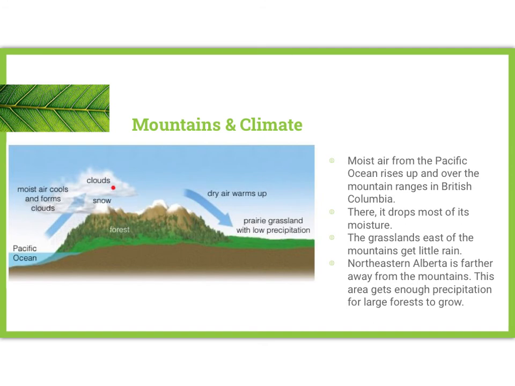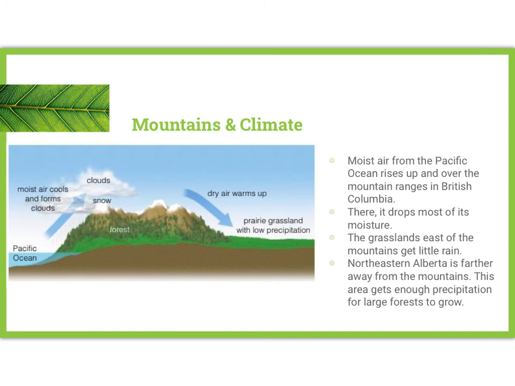Therefore, when these clouds come over the mountains and back into Alberta, the grasslands get very little rain, okay, because it has dropped its precipitation over the mountains. As the air comes down the mountains, it warms up and we get a warmer climate than, of course, what we would have had in our mountains, and low precipitation.